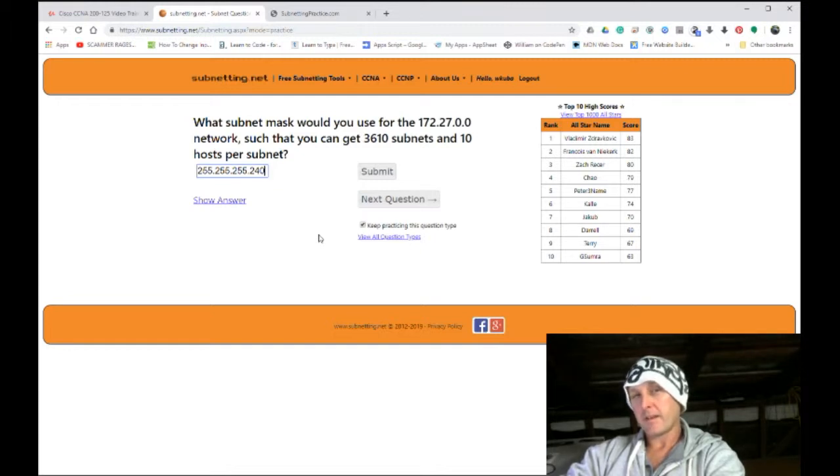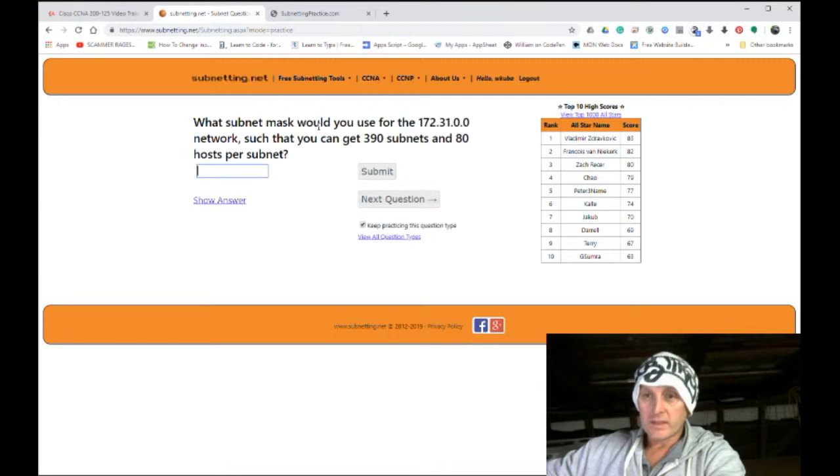And I think that's probably the answer. Because if we go 248, that's a block size of 8, gives us 6 hosts. So it's not a big enough mask. So going back to the 240, that will be right. If I submit that, that's correct. Let's just do one more.